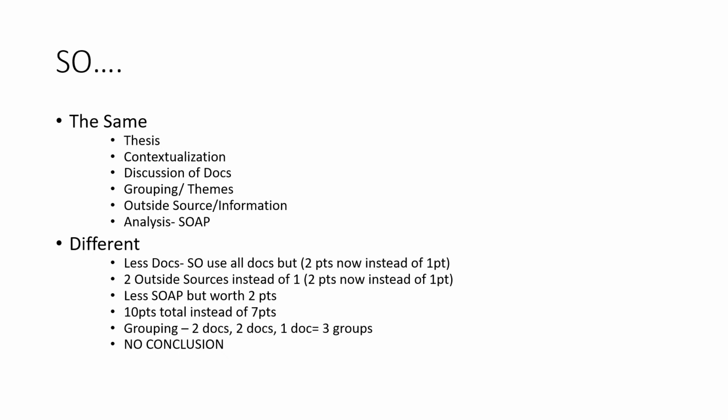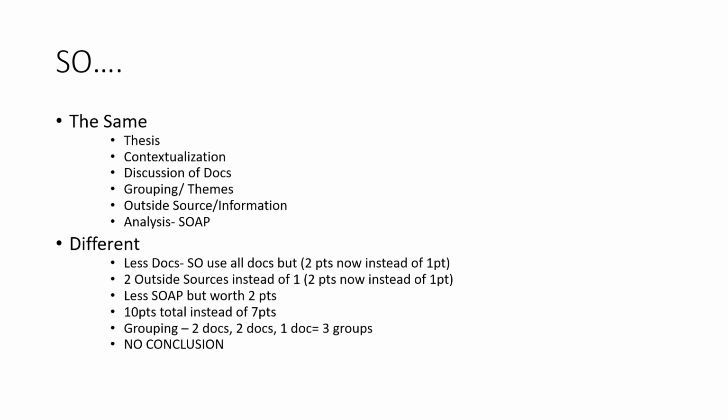So just to summarize really quick, what's the same? Thesis, contextualization, you need to discuss all the documents, you still need to do grouping, you still have to give outside source, you still have to do soaps. Everything's the same. There's just less of it and the point values have changed, okay? So less documents and they're giving you an extra point now for document discussion. More outside sources, instead of 1, now there's 2.